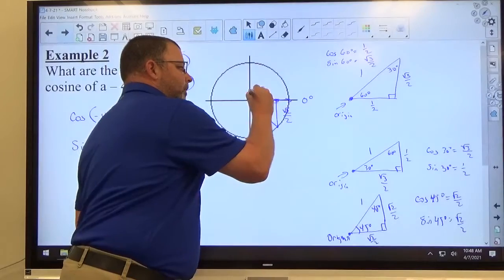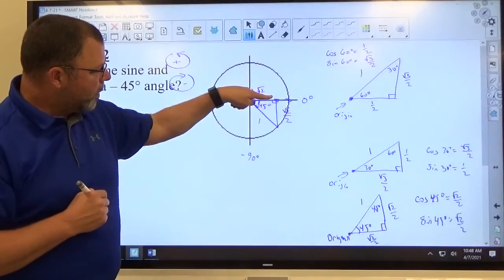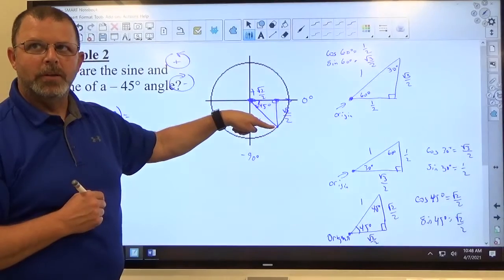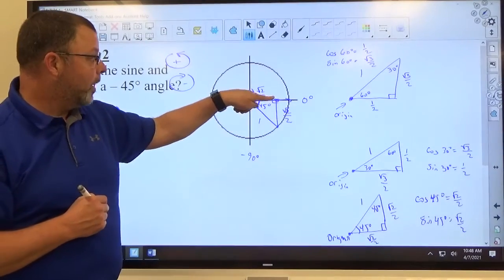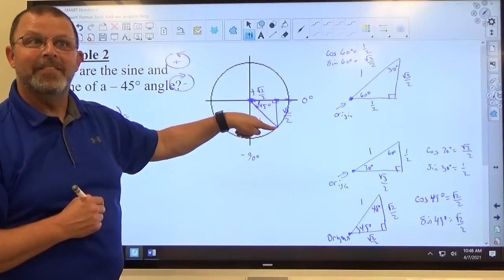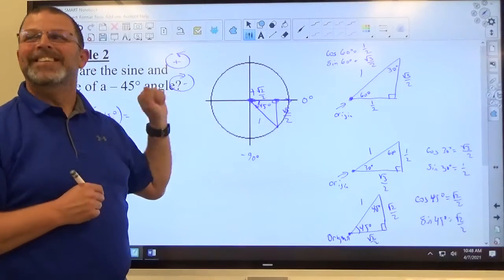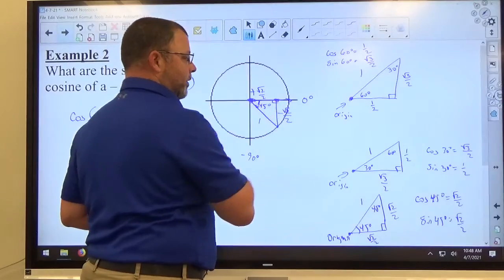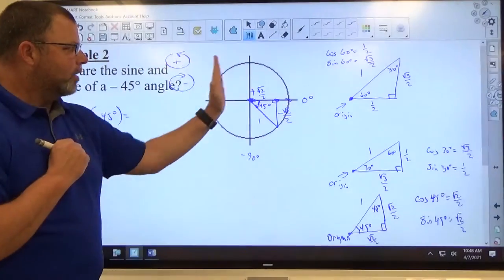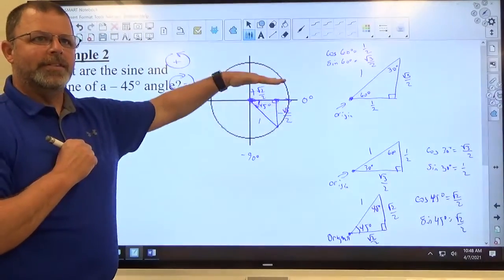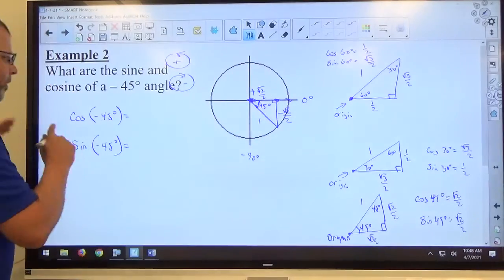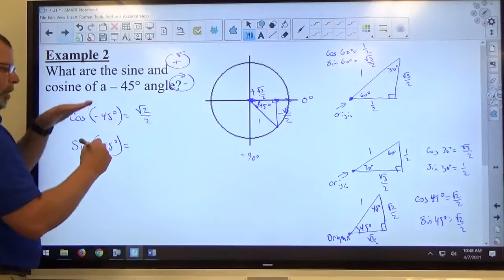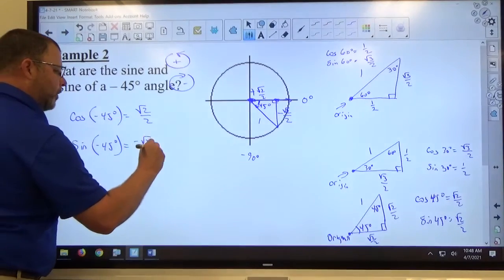Positive. Okay? If I'm here and I want to go down to here, which direction do I go? Hint, I said the word. Here, down to here. Which I'm going down to here. Down. Right? Down. And down is? Negative. The horizontal is cosine, the vertical is sine. Alright? So, horizontal I'm going positive square root of 2 over 2. Vertical I'm going negative square root of 2 over 2.